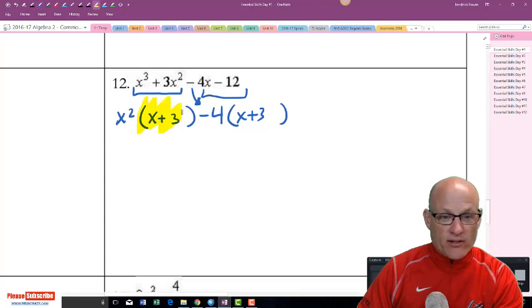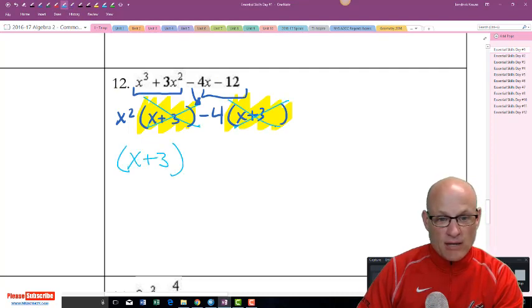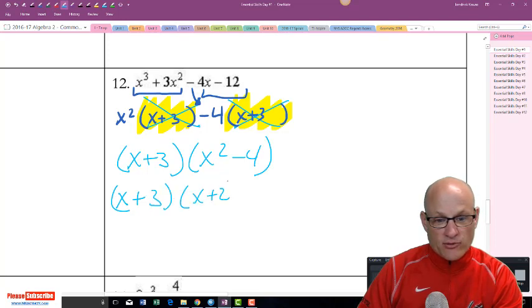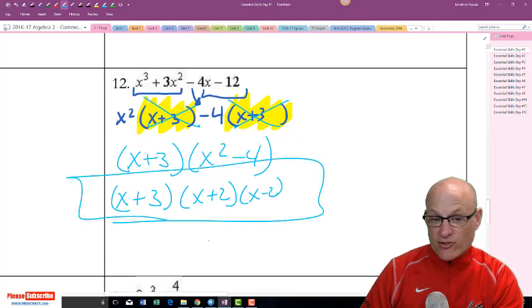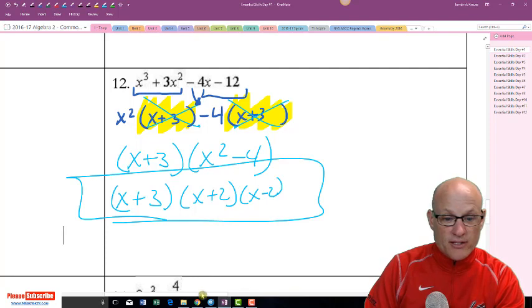What you're going to do is take this out and this out. And what are you left with? Well, if I take this out, I'm left with x plus 3. If I take that out, I'm left with x squared minus 4. Oh, well, this is just x plus 3, and this is x plus 2, x minus 2. That's it. You don't have to solve it. Now, we did get the answers of negative 3, negative 2, and 2, but you don't have to solve it.